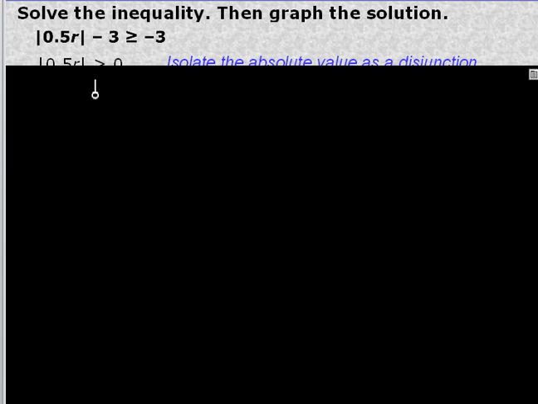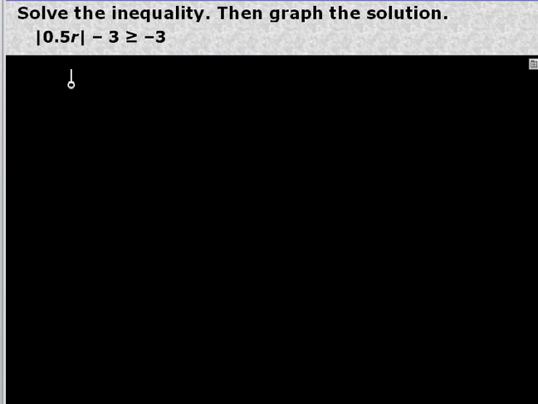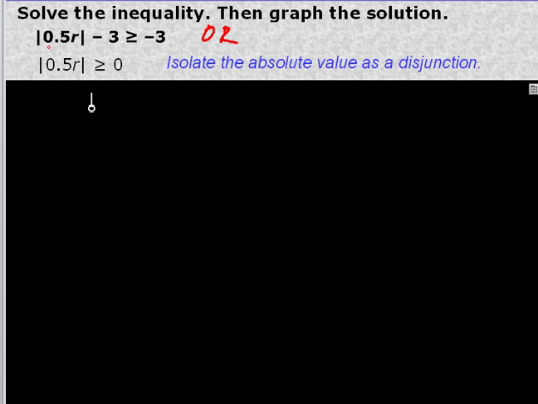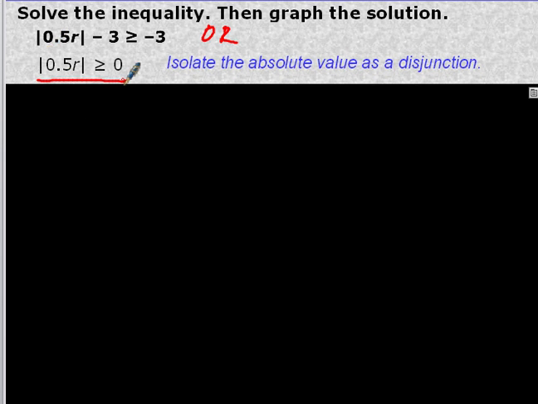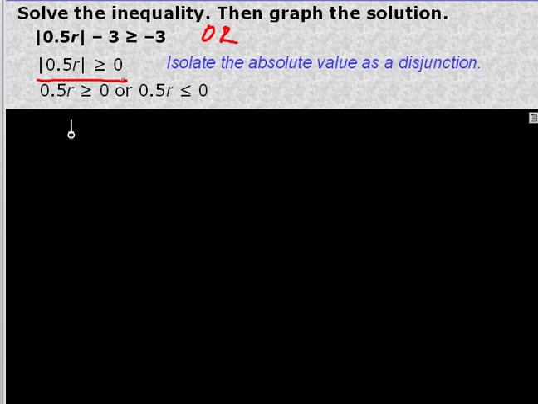Okay, solve the inequality, then graph the solution. So here we have one, again, it's a greater than, so it's going to be another or, a disjunction. But we need to first isolate before we set up our compound inequality. So we're going to add 3 to both sides first, and now we can set up our compound inequality. It's going to be 0.5r is greater than 0, or 0.5r is less than, actually greater than or equal, less than or equal to, and negative 0 is basically 0.